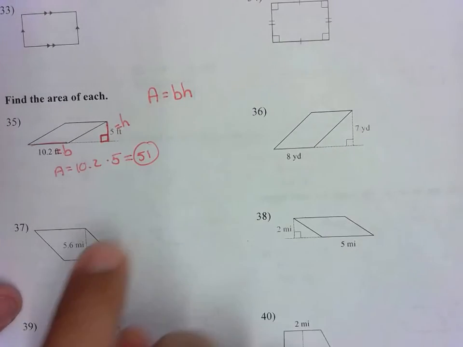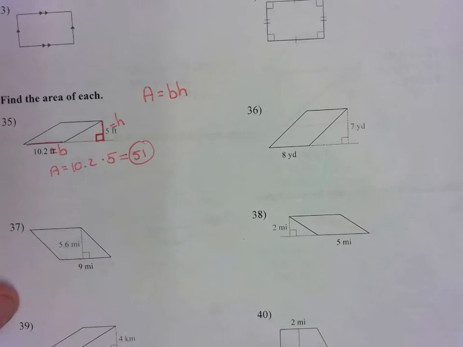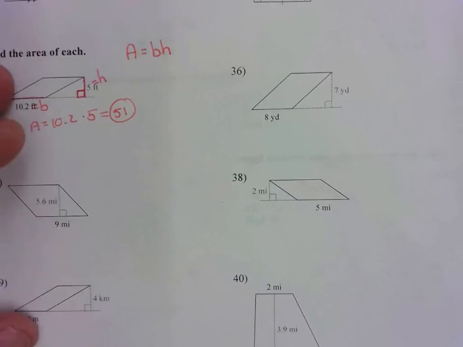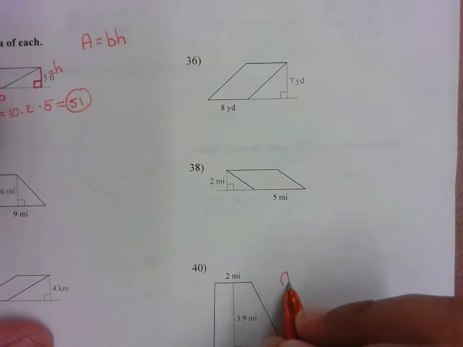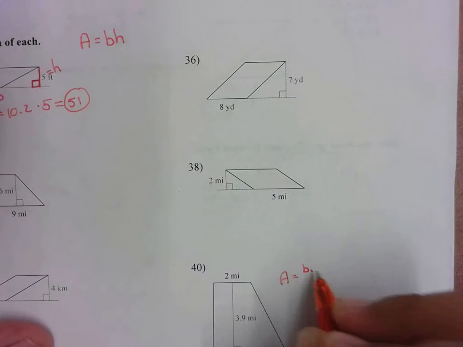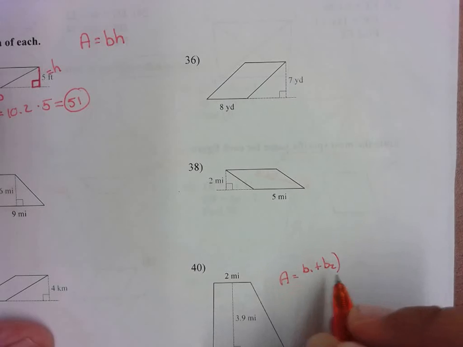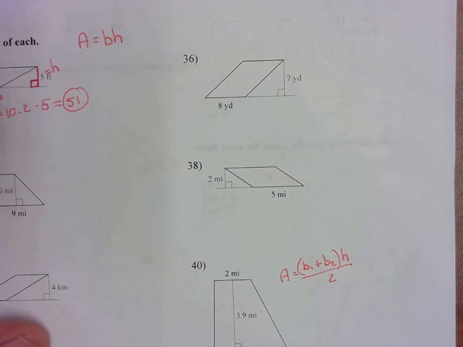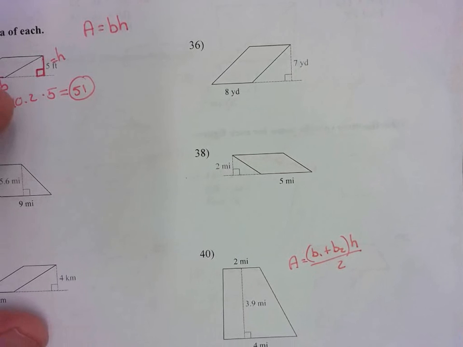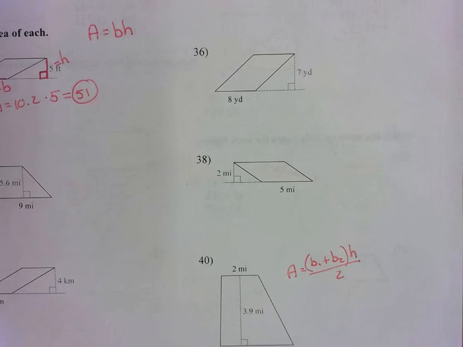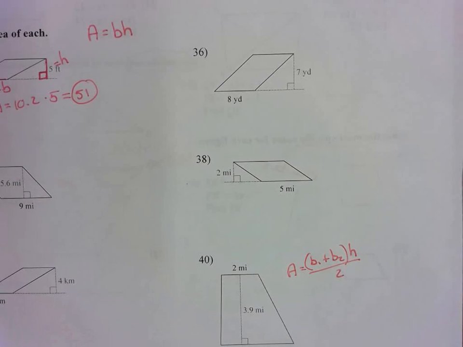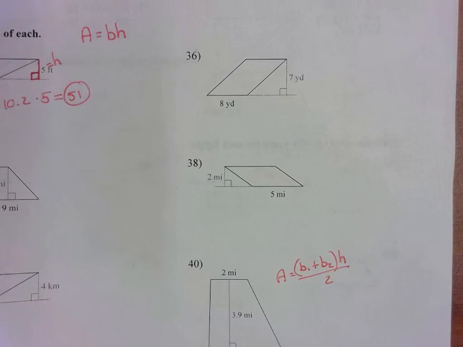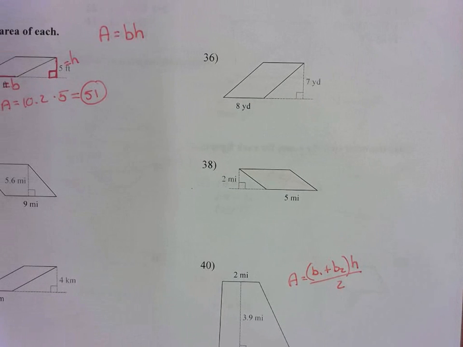This is for parallelograms, 35, 36, 37, 38, and 39. Then you have a trapezoid. The area of a trapezoid is base 1 plus base 2 times the perpendicular height divided by 2. And that's it. The rest of the worksheet's yours. Due next class. You can pack up because you only got 2 minutes left anyway.